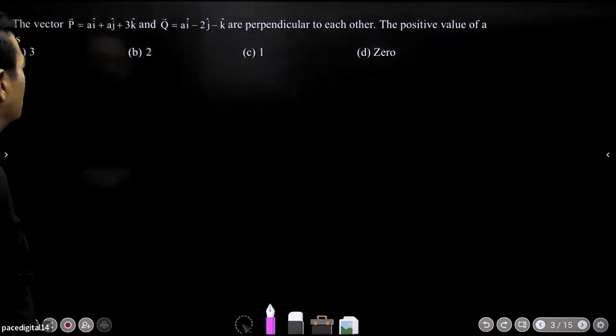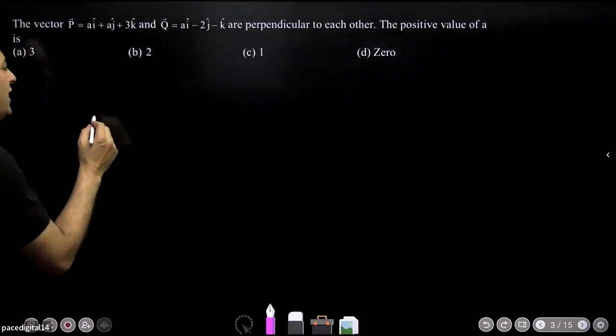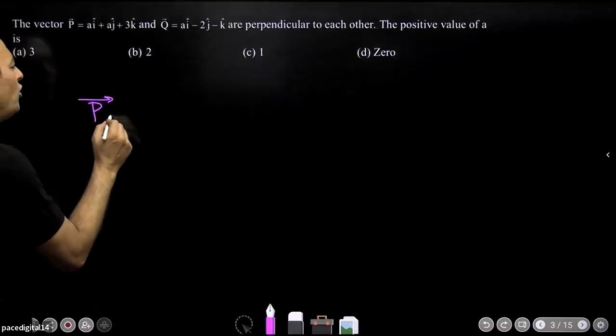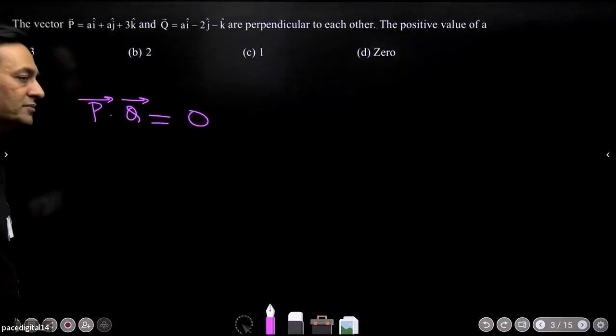Next. If vector P is this, Q is this, and they are perpendicular to each other, then the positive value of A is? If these two are vectors and they are mutually perpendicular, for the dot product of two vectors to be zero, if they are at 90 degrees, P dot Q should be what? 0.